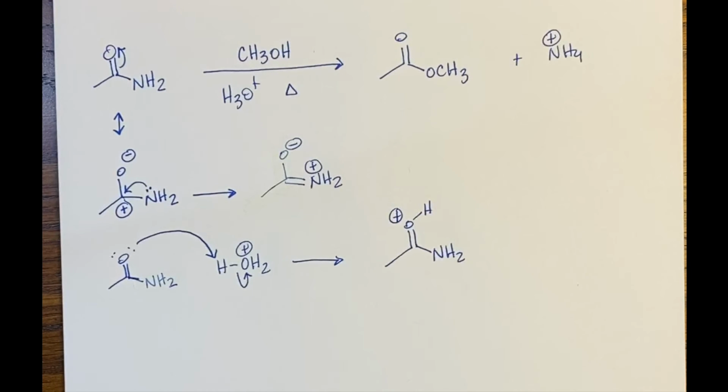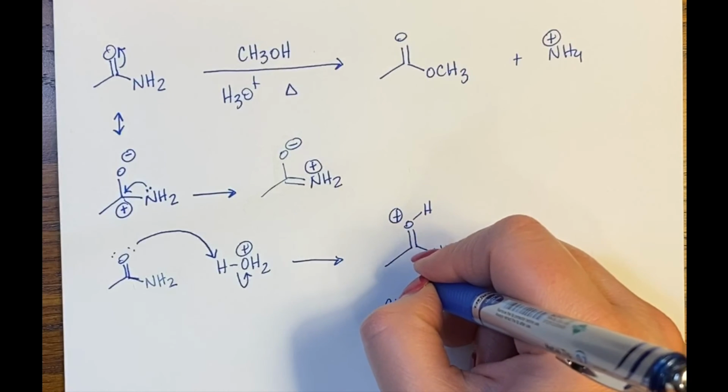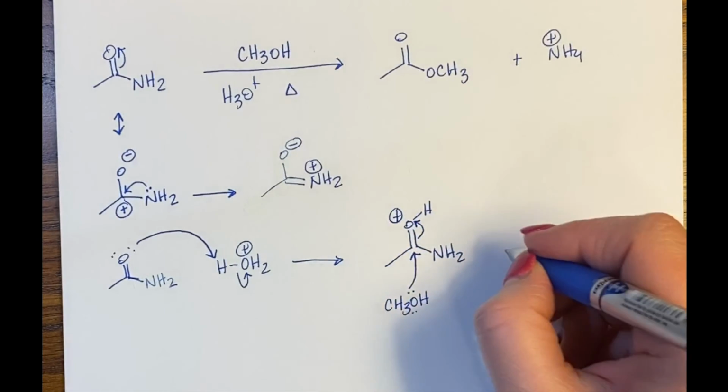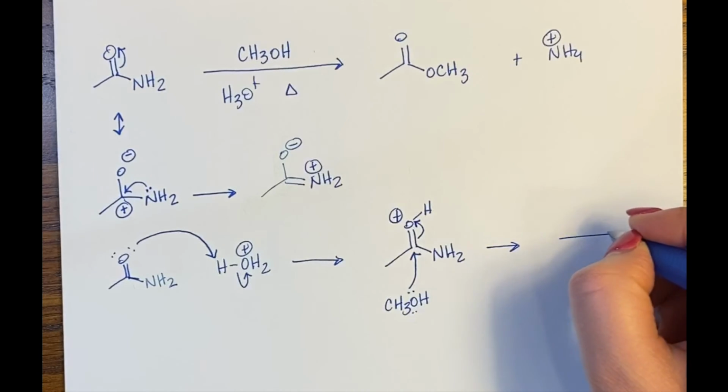In this activated amide, the carbon of this structure is a much better electrophile than in my neutral amide. So now my methanol can come in and attack at that carbon, push the electrons up to the oxygen, and give me a tetrahedral intermediate.